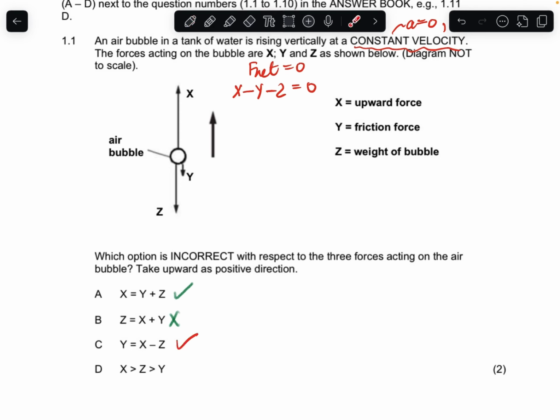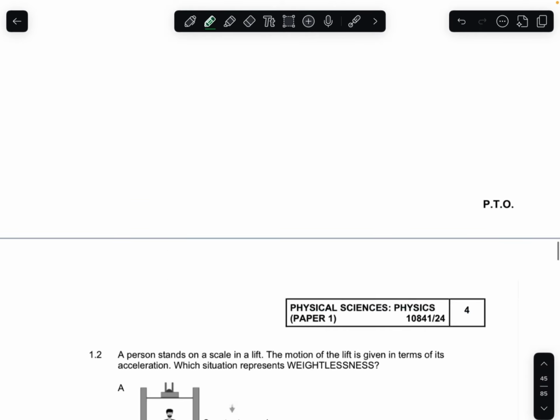Now, let's look at the last option. It says X is bigger than Z and Z is bigger than Y. Yes, that's possible. If you look at this, X is equal to the sum of these two, which means X is bigger than both of these two. So X is bigger than Z and Z is bigger than Y. So this is the correct option. So the answer here is B.